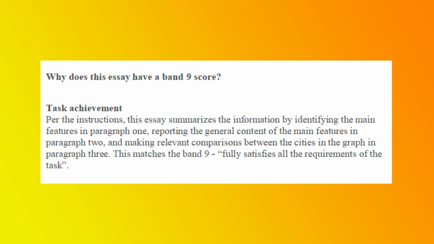Why does this essay have a Band 9 score? Task achievement. For the instructions, this essay summarizes the information by identifying the main features in paragraph 1, reporting the general content of the main features in paragraph 2, and making relevant comparisons between the cities in the graph in paragraph 3. This matches Band 9, which fully satisfies all the requirements of the task.